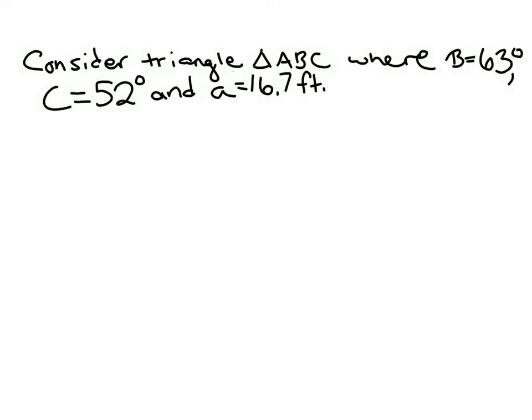Here's an example where you're asked to find the missing parts of an oblique triangle. And just as a reminder, an oblique triangle is a triangle that does not contain a right angle. All right, so we've been given a little bit of information about a triangle ABC in this example. The first thing you should do is draw a picture.